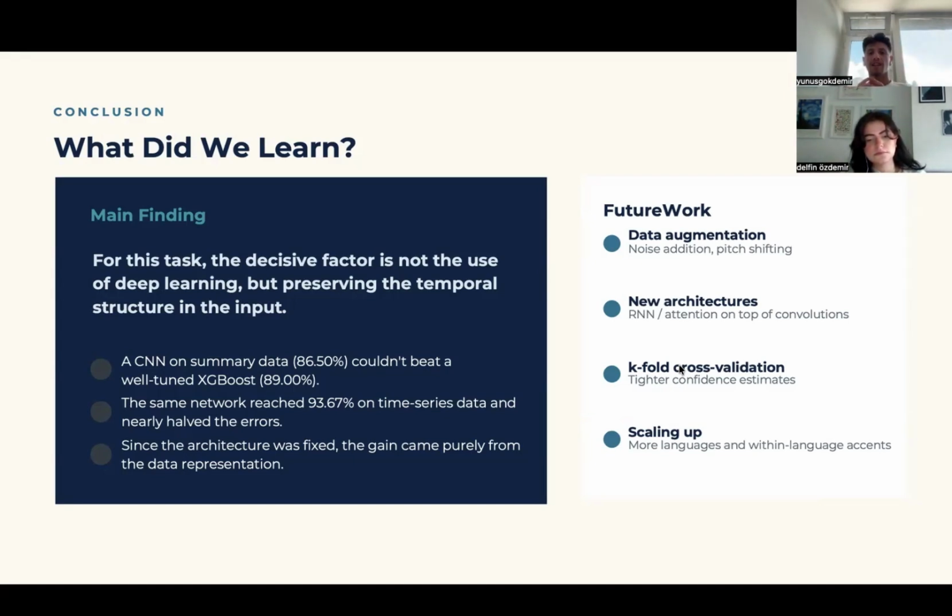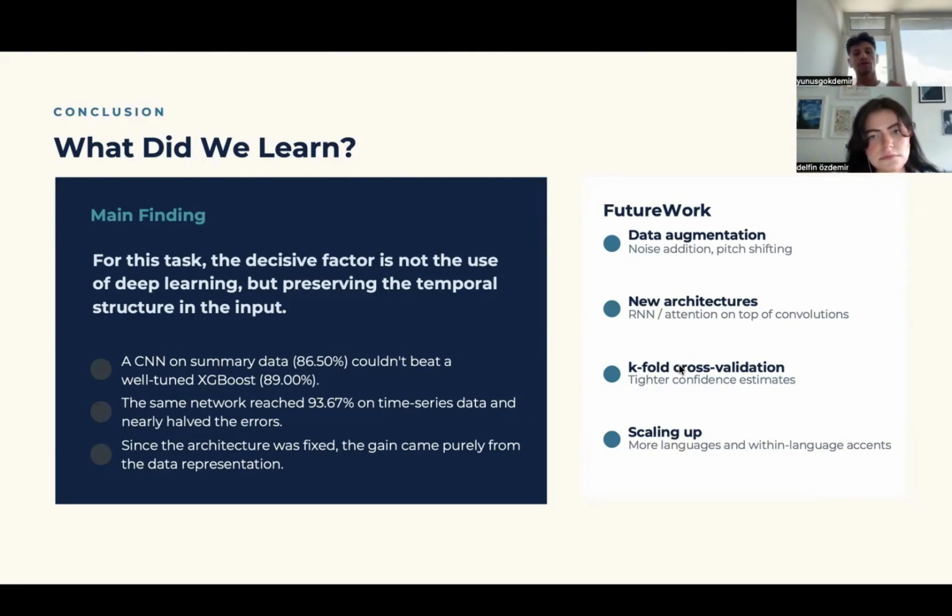So our main finding in this study is that the decisive factor is not the adoption of deep learning by itself. It's preserving the temporal structure in the input. Sometimes the right answer is not a bigger model. It's representing your data in a way that keeps the information that actually matters.